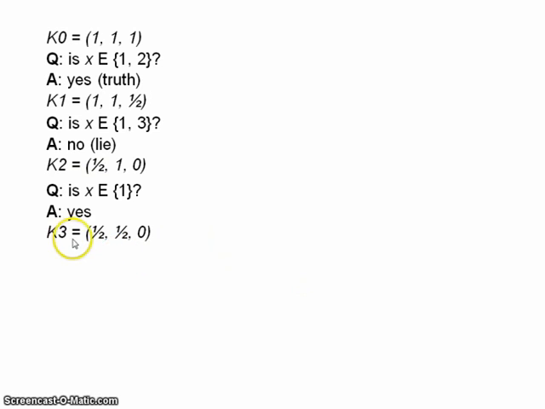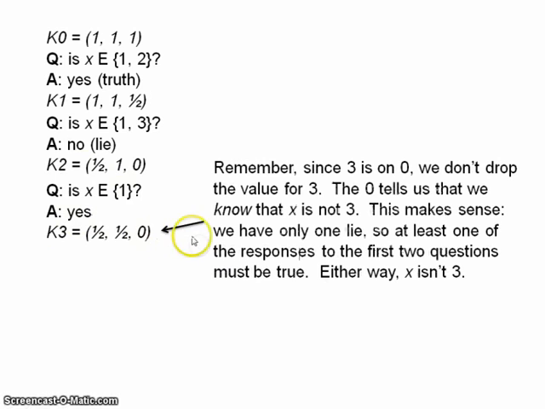Now at this point, we have is x an element of {1}. Remember, we don't drop the value for 3 since 3 is on 0. And this really makes sense. What 0 tells us is that we know that x is not 3. And really that's kind of obvious, because just look at the responses to the first two questions. We know that one of these responses must be the truth, because we only have one lie to consider. So we have two responses here, one of them must be true.